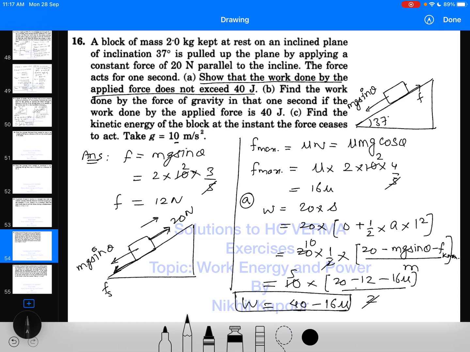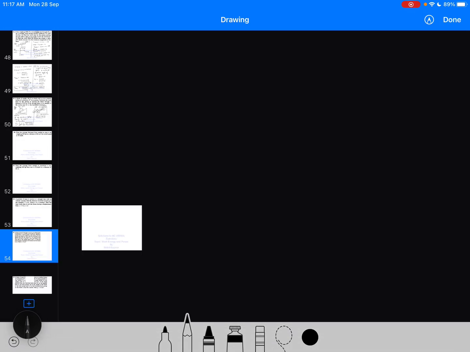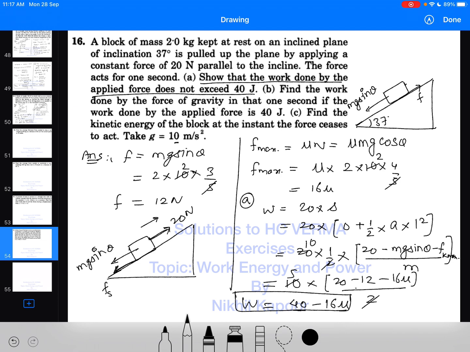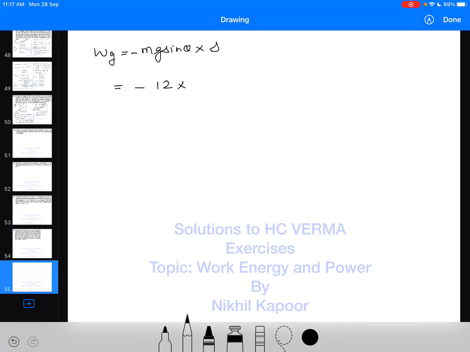Second, find the work done by the force of gravity in that 1 second. So work done by gravity will be mg sine theta into displacement, but negative, because it is acting in the downward direction and the block is going in the upward direction. So that would be 12, because mg sine theta, on solving, we have already got the answer as 12. As you can see here, mg sine theta is 12, which is balancing the frictional force.